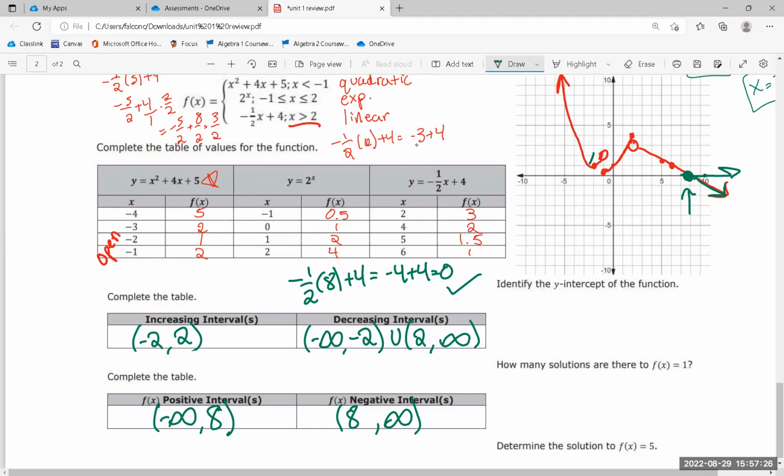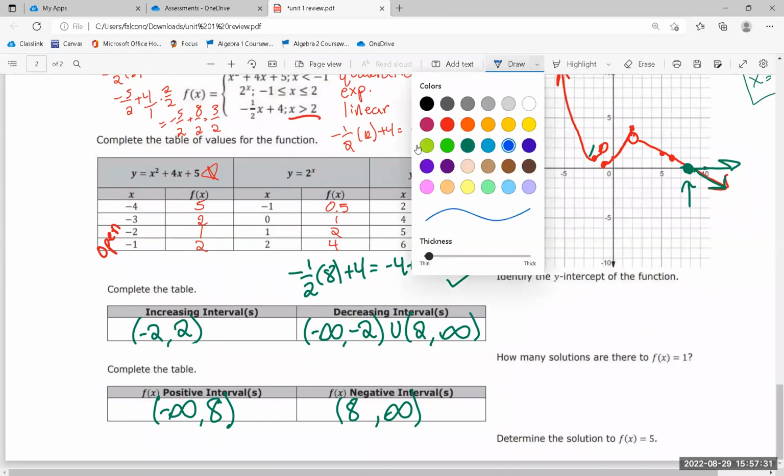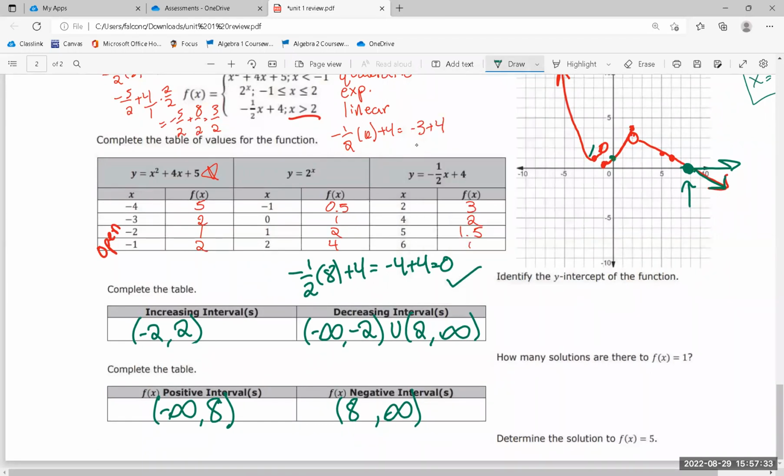All right. And the questions on the right, identify the y-intercept. So we want to just see, where does this graph cross the y-axis? That's on our exponential piece right there at, we can see that at 0, 1. So 0, 1. And then how many solutions are there to f of x equals 1? So when the graph is equal to 1, so right here on the y, right, that's 1 right there. We have a point on the parabola, we have a point on the exponential graph, and we have a point right here on the linear piece.